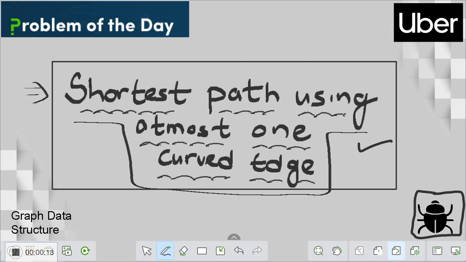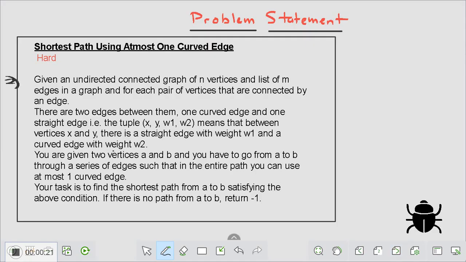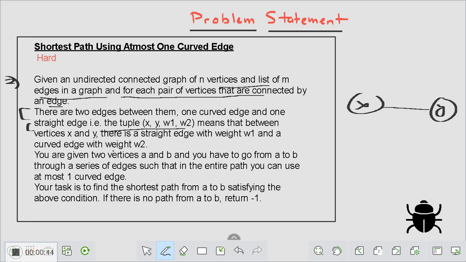So let's get started. This is the problem statement, and it says: given an undirected connected graph of n vertices and a list of m edges in a graph, for each pair of vertices that are connected by an edge, there are two edges between them, one curved edge and one straight line edge, which is represented by this tuple. So if I have x and y, then I will have one straight line edge of weight w1 and I will have one curved edge of weight w2. So this tuple means that between x and y there is a straight line edge which is w1 and a curved edge w2.